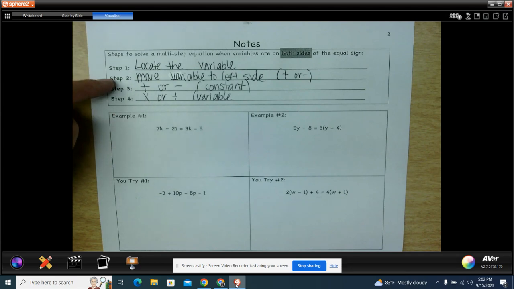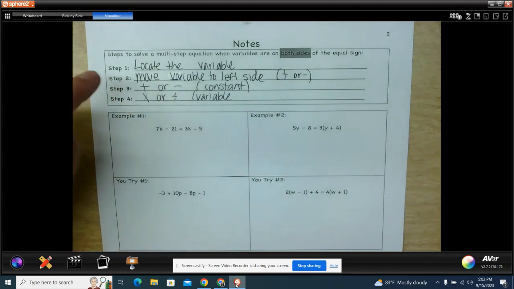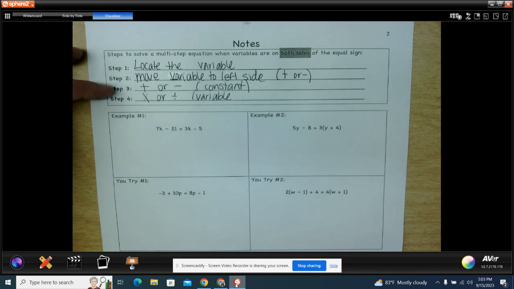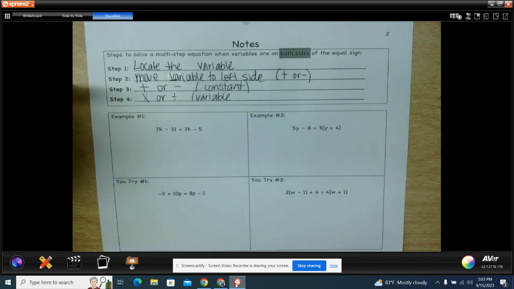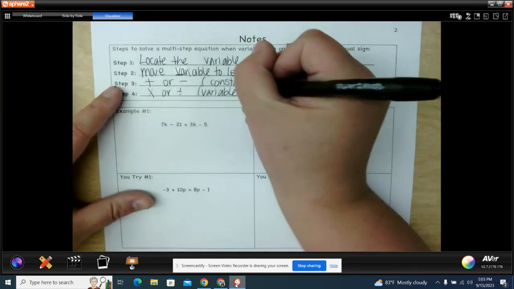All right, we're going to look at solving multi-step equations when variables are on both sides of the equal sign. First step is we're going to locate the variable. Then we're going to move that variable to the left side of the equal sign by adding or subtracting. Then we're going to add and subtract our constants, and then we're going to multiply and divide our variable.